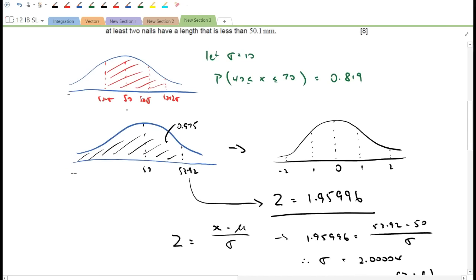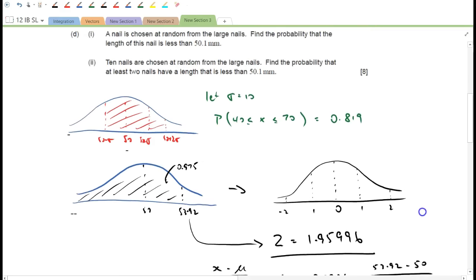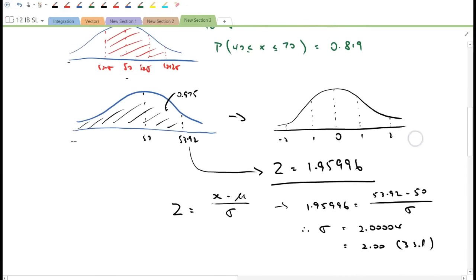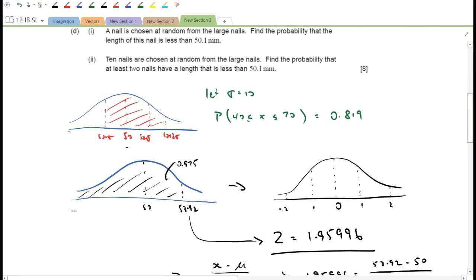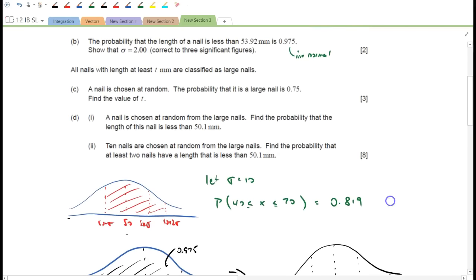The z-score is really important. Standardized normal: mean 0, standard deviation 1, using this and inverse normal. Whenever they give you the area, use inverse normal, and you might be standardizing sometimes. In this case, yes, because we don't know what the standard deviation is.